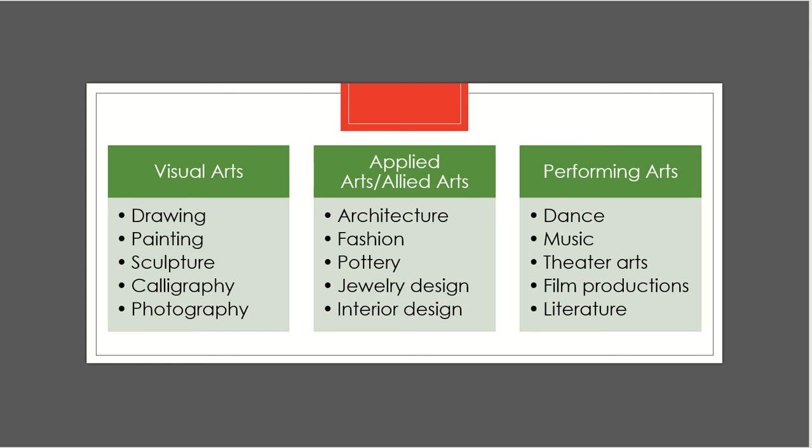So now let's give a name to these art. Ato sila nganlan para mas makasabot ta. So i-categorize na to siya into three. You've got the visual arts, and also you have the applied arts or the allied arts, and lastly is the performing arts. Under the visual arts, it's so clear from the term itself. Visual siya, so makita na to. So drawing, painting, sculpture, calligraphy, photography are just examples of visual arts, di ba?